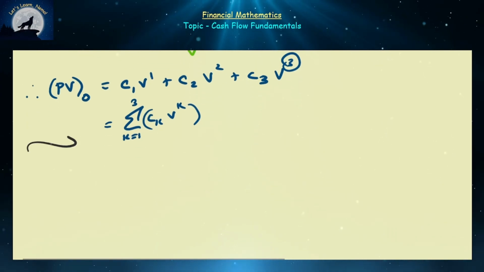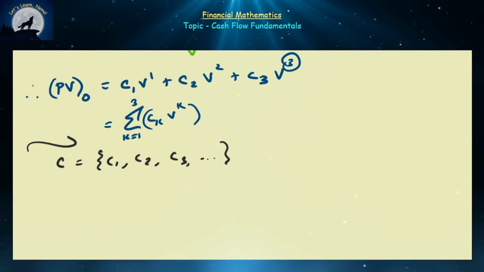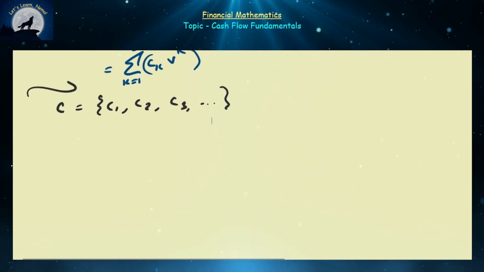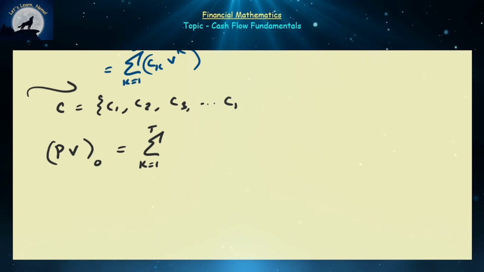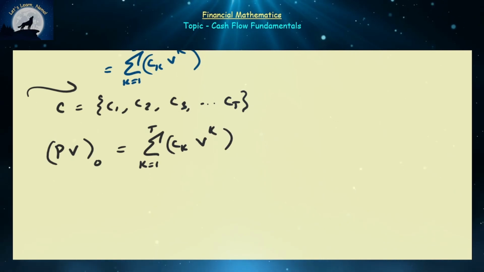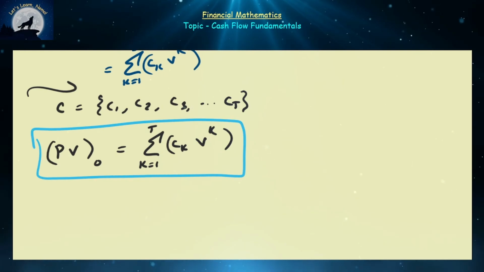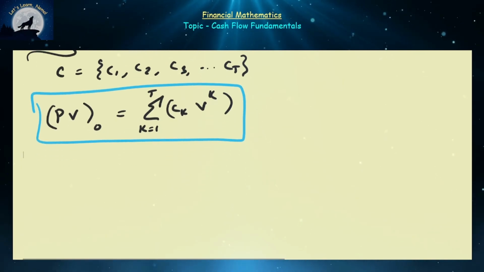So for a general sequence of cash flows, if we define C to be equal to C1, C2, C3, all the way up to some arbitrary number, potentially infinite, potentially finite, then PV of 0 will be equal to the sum from k equal to 1 to t. So let's actually end this at ct, and that's going to be ck times nu to the power of k. All right, so that's the general expression for the present value of a sequence of cash flows.